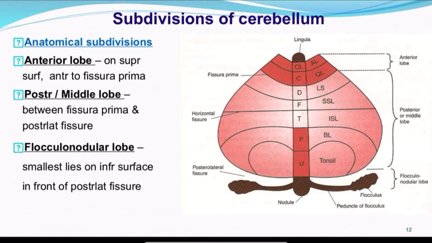Flocculonodular lobe is the smallest one that lies on the inferior surface in front of posterolateral fissure. You can make out the dark brown colored structure there, like a small stalk and a flower, and that is the flocculonodular lobe. So anatomical subdivisions are anterior lobe that lies in front of fissura prima, posterior or middle lobe that lies between the fissura prima and posterolateral fissure, and flocculonodular lobe that lies on the inferior surface in front of posterolateral fissure.